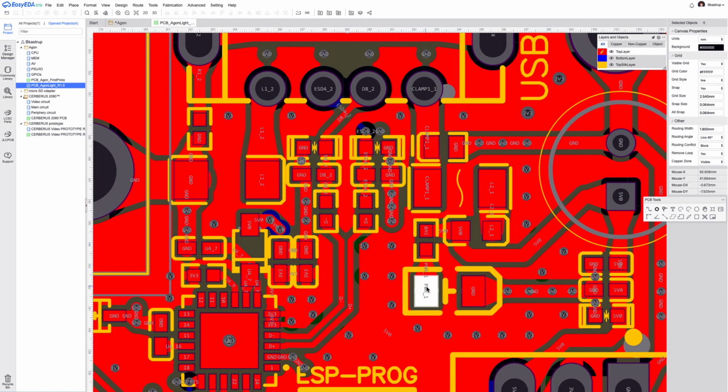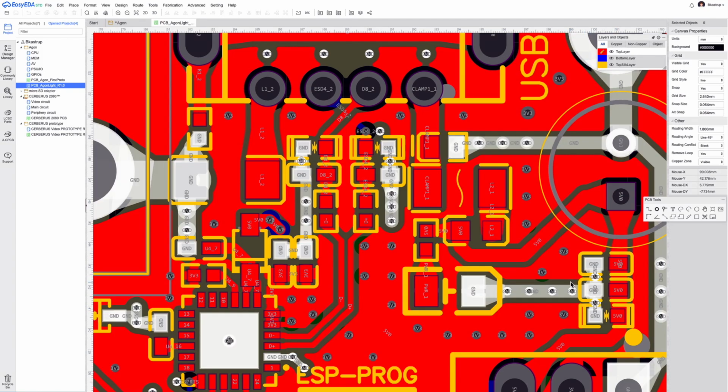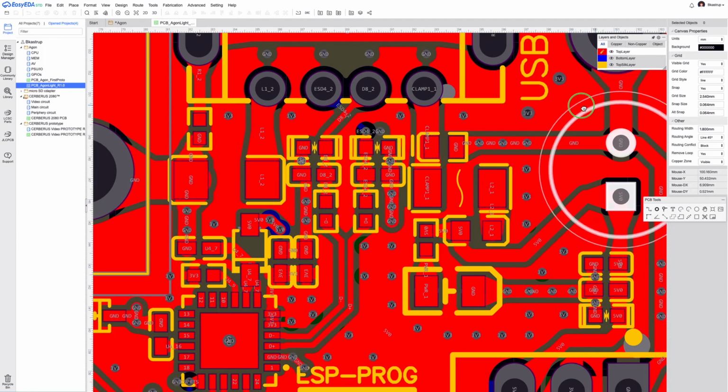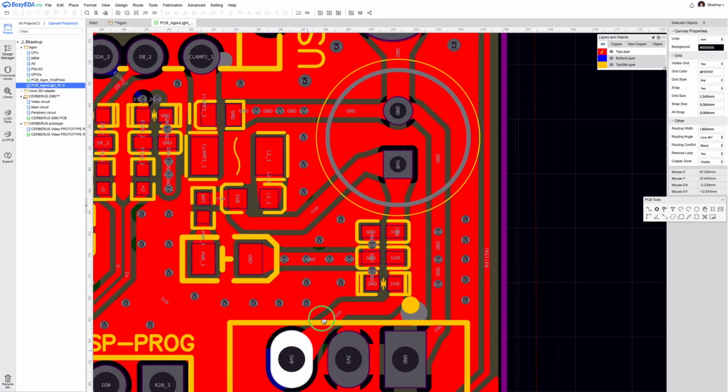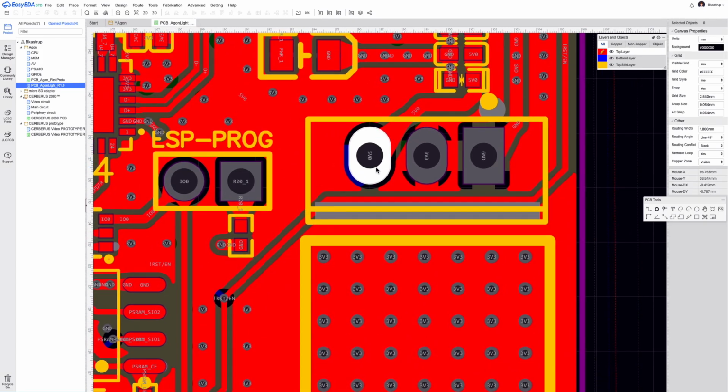That's the power LED with a little resistor to drive it. And then there are a lot of decoupling capacitors, small decoupling capacitors here, plus a large one here. This is one of the large electrolytic capacitors. And then the 5-volt line goes into the LDO regulator, which produces the 3.3-volt line. And that's the ground reference.